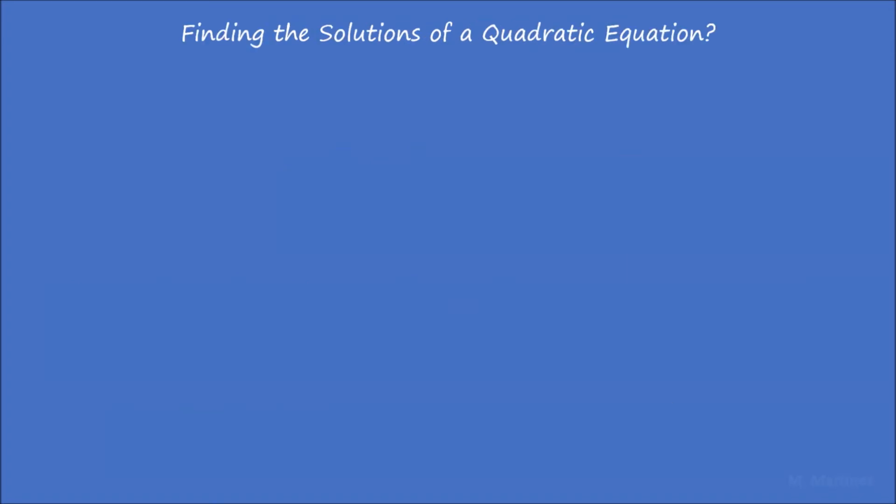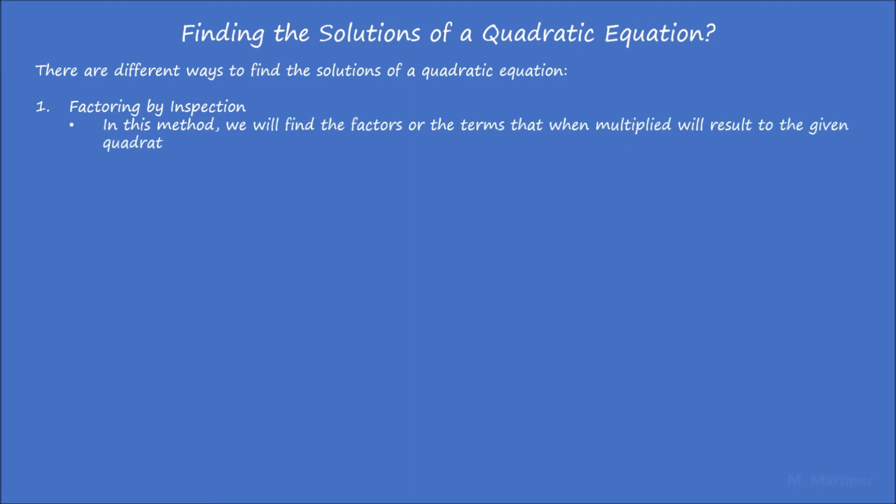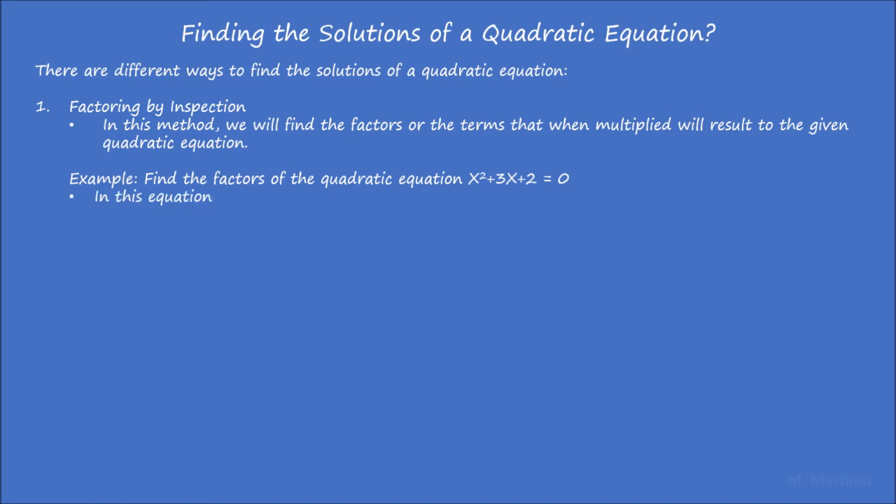Now, let's discuss how to find the solution of quadratic equations. There are different ways to find the solutions of a quadratic equation. The first one is what we call factoring by inspection. In this method, we find the factors, or the terms that when multiplied will result in the given quadratic equation. For example, find the factors of the quadratic equation x squared plus 3x plus 2 equals 0. In this equation, a equals positive 1, b equals positive 3, and c equals positive 2.